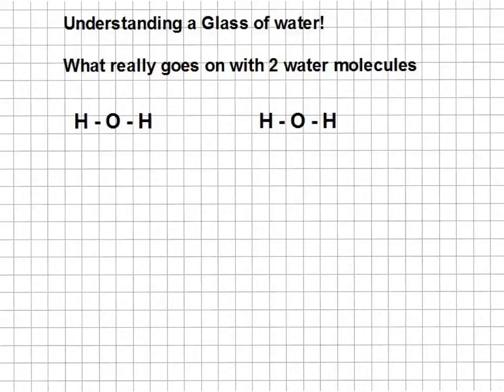Understanding what happens in a glass of water. These two H2O molecules represent two molecules sitting in a glass of water. There are two different types of ions that can form. When the H2O molecules are sitting in a glass of water, hydrogen ions are transferred. In this case, a hydrogen ion is transferred to this one, creating an H3O.